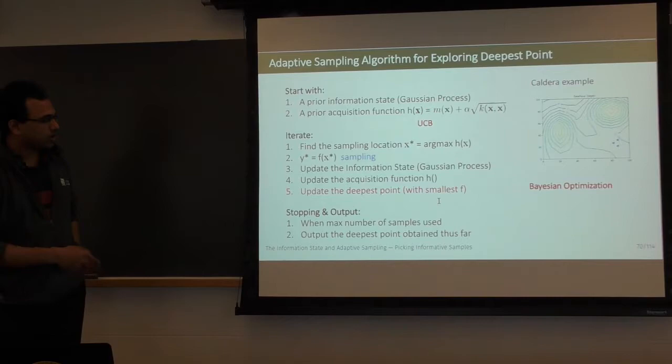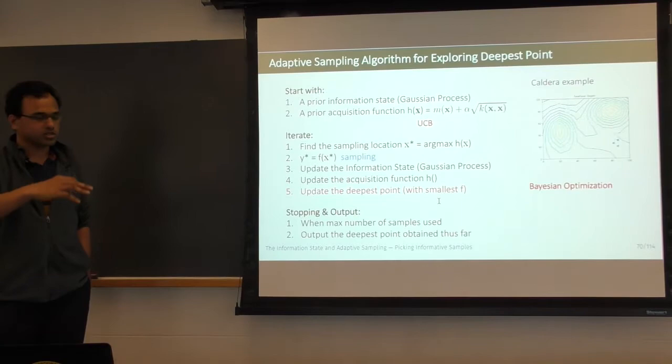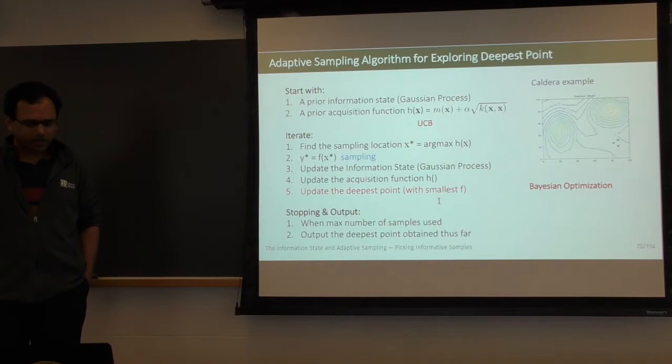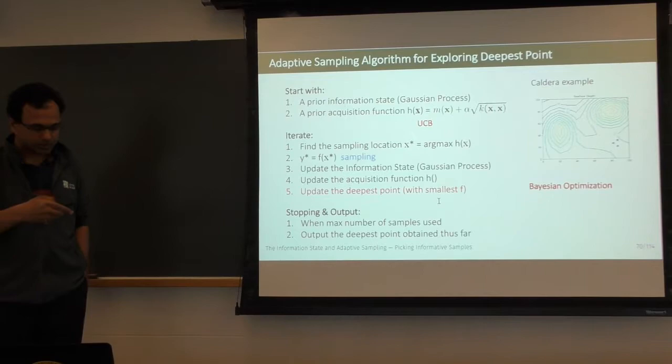You can think of this as Bayesian optimization. So in Bayesian optimization, you have some function which you try to approximate with a Gaussian process. And this acquisition function is called UCB. We'll use this throughout when we introduce motion constraint, when we go from single agent to, say, multi-agent adaptive sampling. And you'll hear a lot about that on Wednesday.